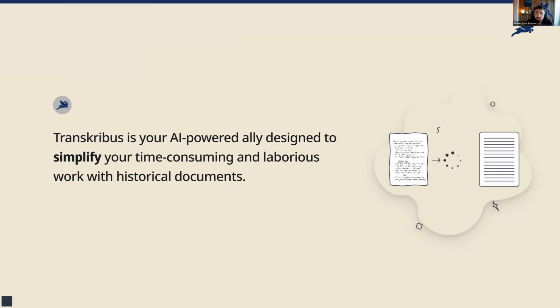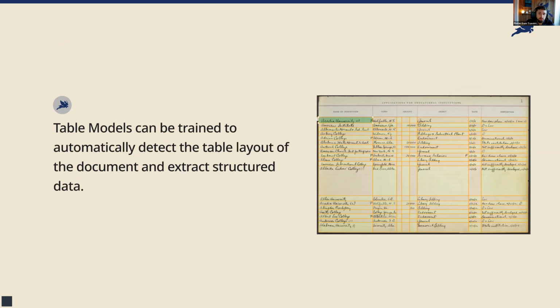As always, we try to highlight that Transkribus can be understood as your AI-powered ally. This ally is here and designed to simplify your time-consuming work. If you think of a simple text recognition and then needing to transform that into tabular data, then table models come with a certain time saving, as you do not need to transform your text recognition into a spreadsheet, for instance. It looks like this here. On the right side, you can see it when you have a table recognized. Those table models can actually be trained to automatically detect those rows and columns in tabular form and then let you extract your data in structured form.